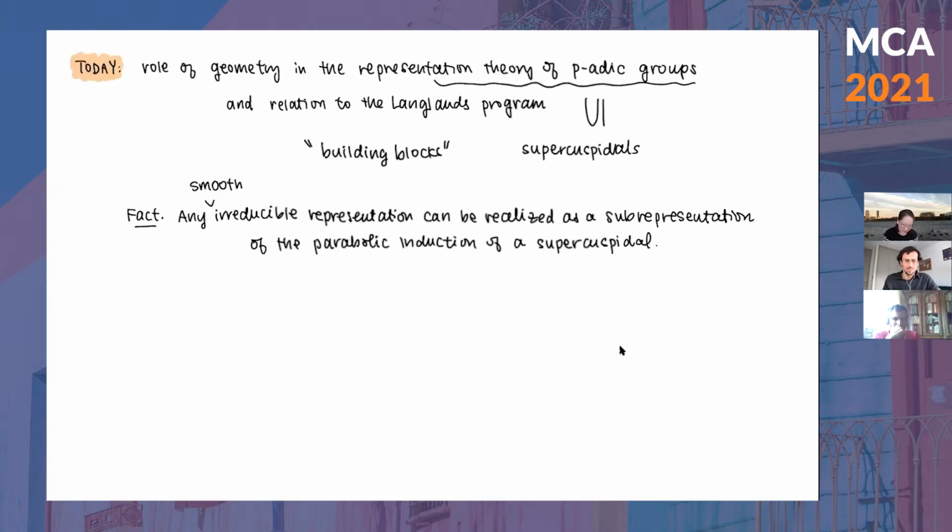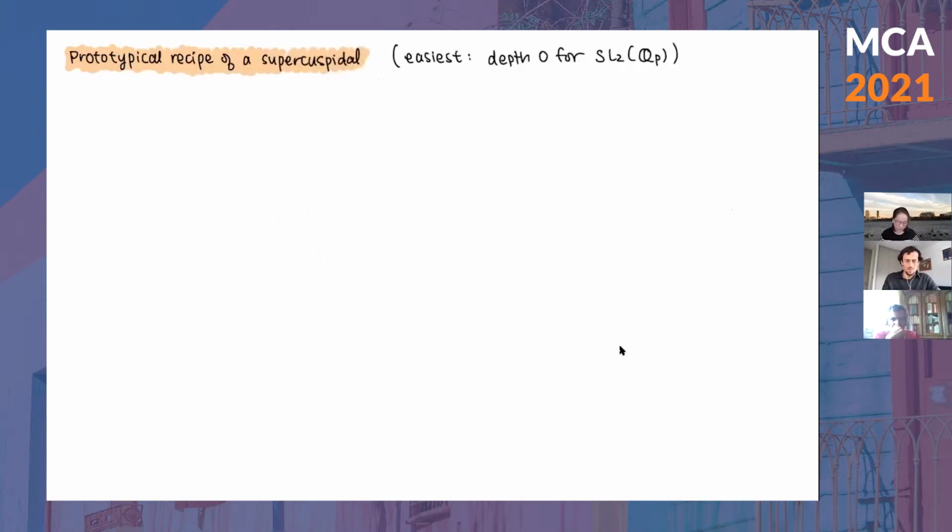Let me begin now by giving you the simplest possible recipe for how to build a supercuspidal, to give you a flavor of what these things feel like. This is the prototypical recipe, illustrated in the easiest case, which is the setting of depth 0 representations for SL2(Q_p).